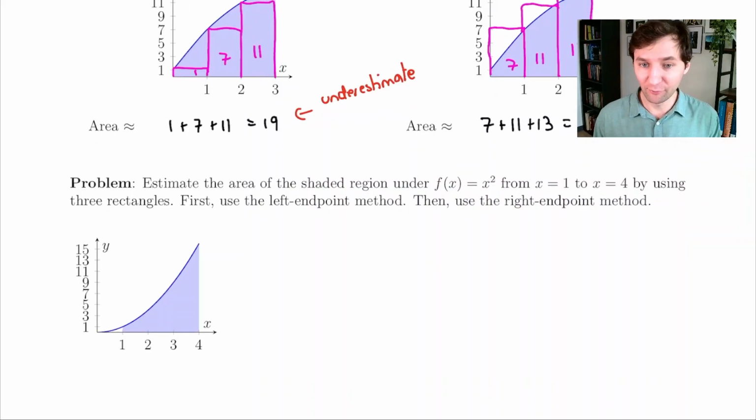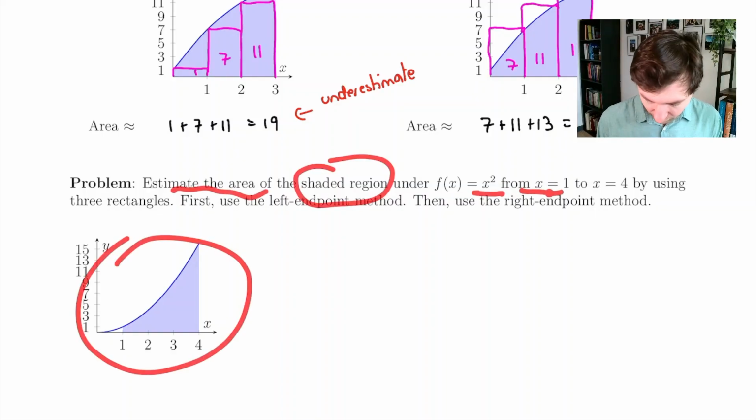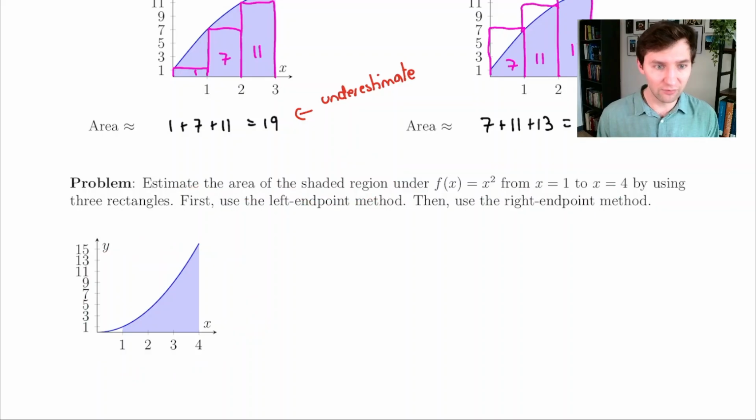In this problem, we are given a function x squared, and we must find the area of the shaded region from x equal to 1 to x equal to 4 by using 3 rectangles. First we must use the left-endpoint method, and then we must use the right-endpoint method. If you would like to try this on your own, stop the video now. You can also download these notes using the link in the video description.